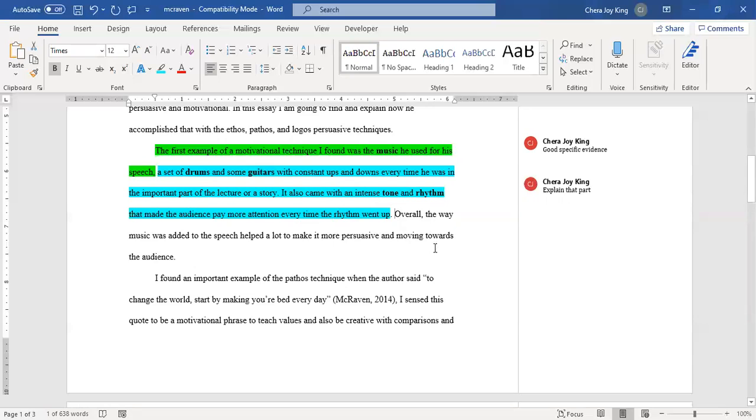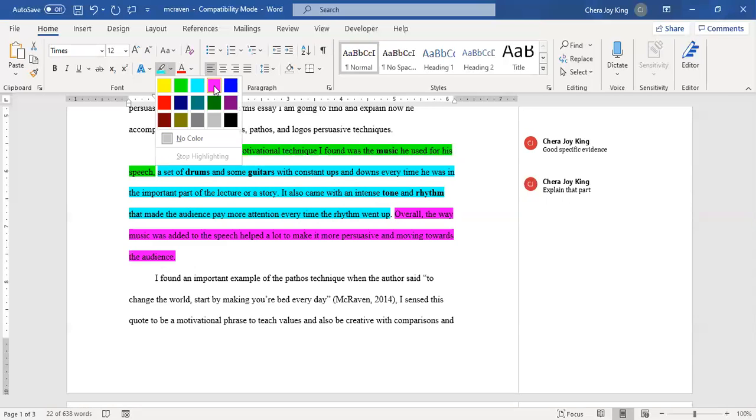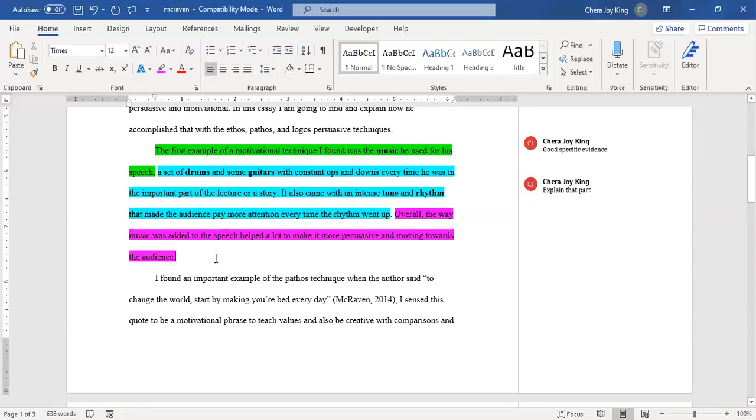Let's check the analysis. Overall, the way the music was added to the speech helped make it a lot more persuasive and moving towards the audience. Excellent analysis because it reminds me of my topic and it tells me how it was persuasive. So this is really all the analysis needs to do. It needs to focus on why these things in the music were good.